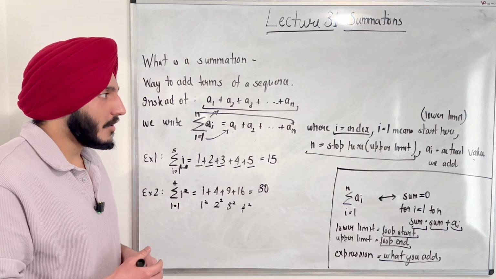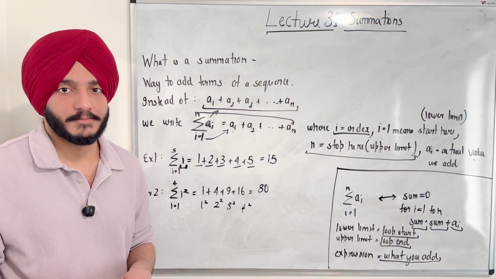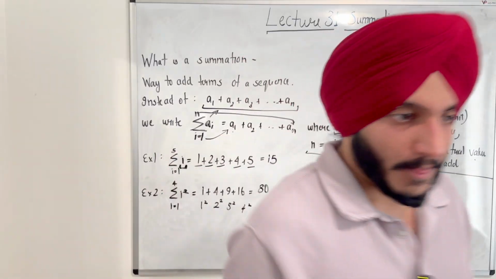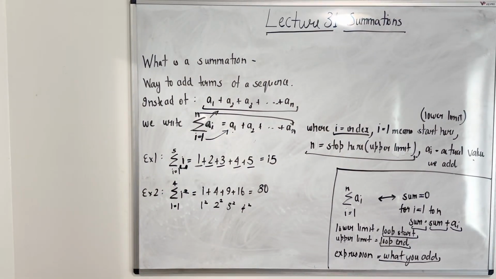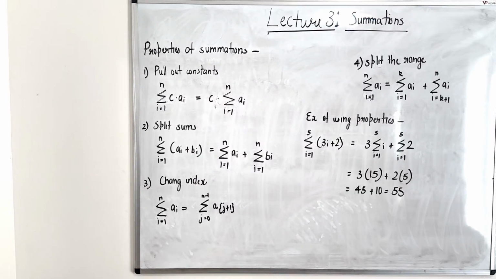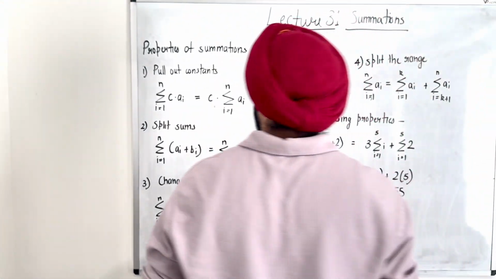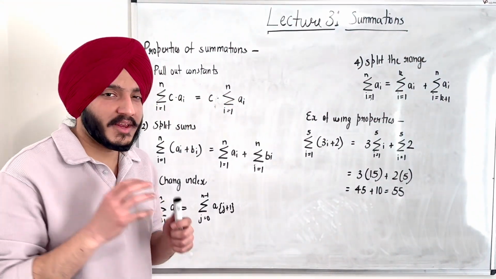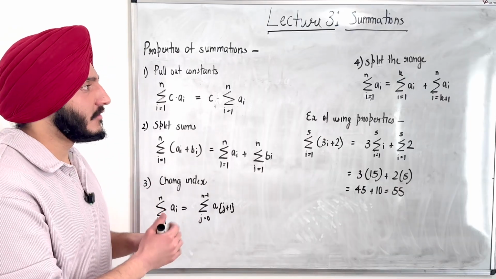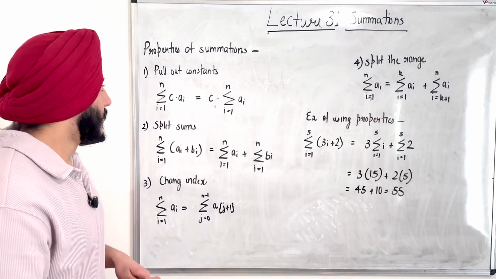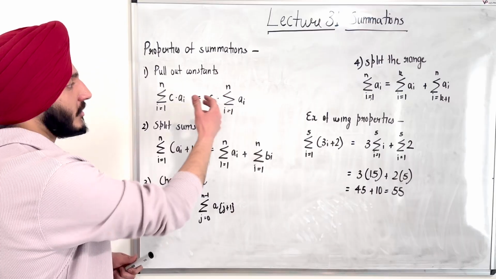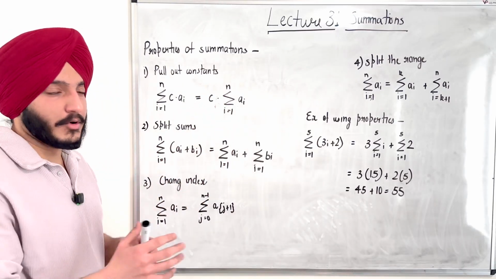But now let's try to understand the properties of summations. Okay, guys. Now let's try to understand some of the properties of summations. These properties are very simple to understand, so they will start making sense pretty quick, right? The first property is take out all the constants, right? This is very simple to understand.